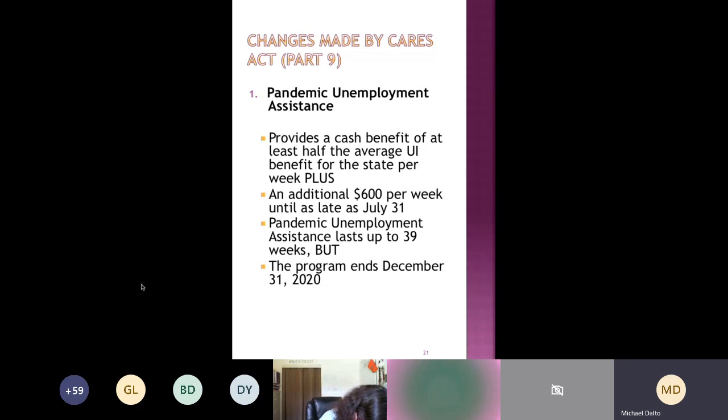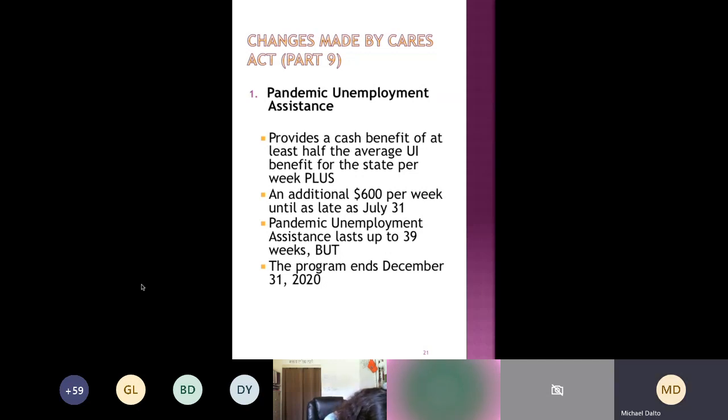They meet those criteria and they're not getting full pay through leave or telework, they'll qualify for pandemic unemployment assistance. They will get at least half of the average UI benefit for their state per week, plus an additional $600 a week. And that extra $600 a week is funded until as late as July 31st. And when I say as late as, that just means so long as the person still qualifies. For example, they haven't gone back to work.